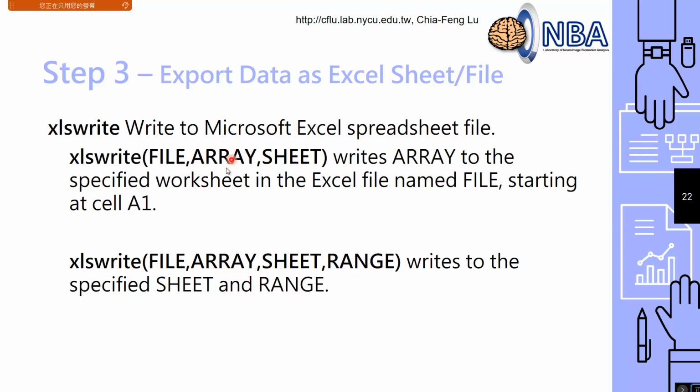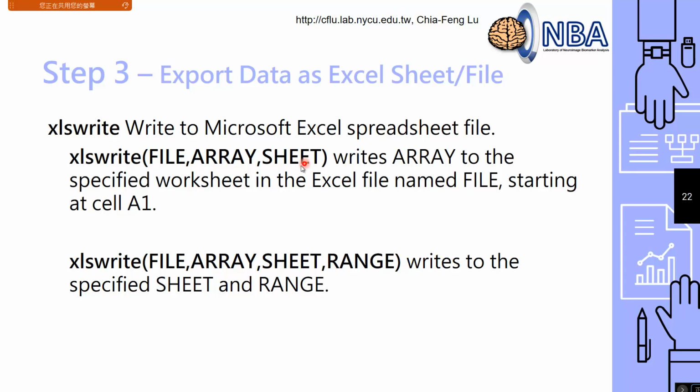For the second input, it should be an array. This is the data that you want to write into the Excel file. So you need to specify the data, and this data can be numbers or can be a cell array. I personally would recommend you give a cell array, because again, Excel itself is pretty similar to a cell array, right? So if you give a cell array for the second input, I think XLS write can easily help you write it into the Excel file.